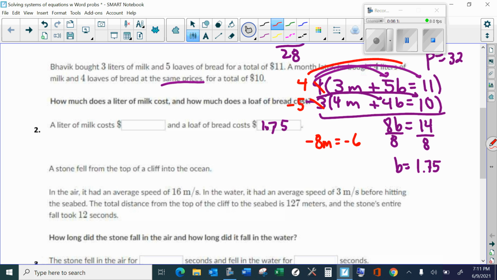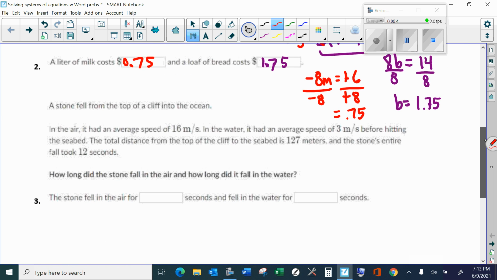When I distribute to the constants on the other side. And last step, divide by negative 8. And negative by negative is positive, and I get 6/8 or 3/4, and 3/4 is 0.75, so 75 cents. Okay, some like to put the 0.75. Okay. Next one.